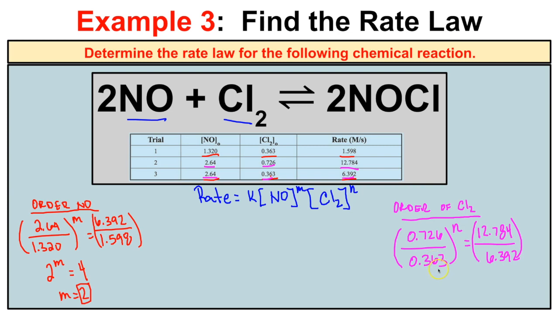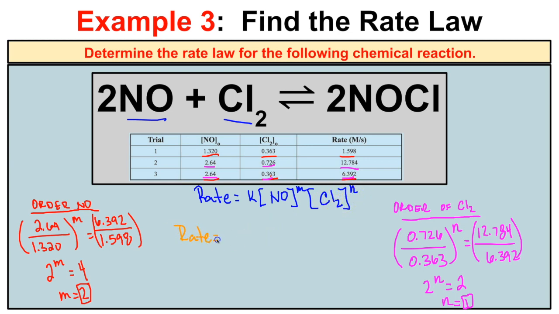When we put this in our calculator, this becomes 2 to the power of n equaling this divided by this, which is also 2. So 2 to what power is 2? Well, n here is going to equal 1. So in respect to reactant NO, we have a second order reactant, and in respect to reactant Cl2, we have a first order reactant. So now we can write the rate law for this chemical reaction. The rate is going to equal k times the concentration of NO raised to the power of m times the concentration of Cl2 raised to the power of n.